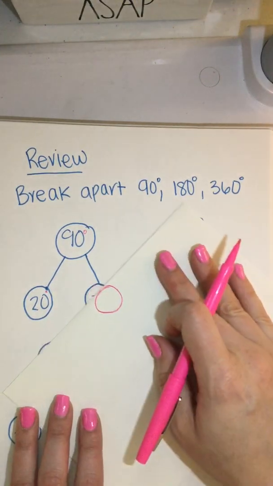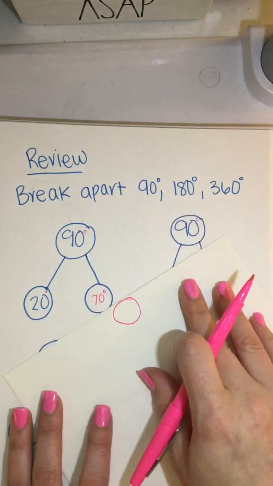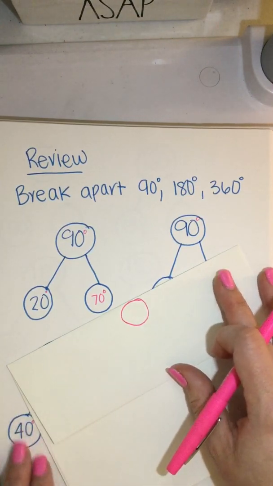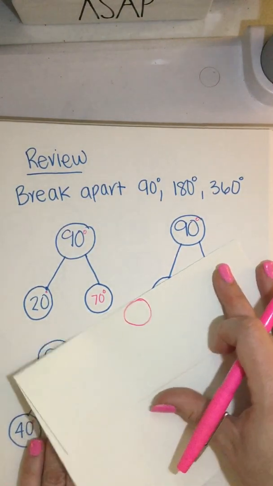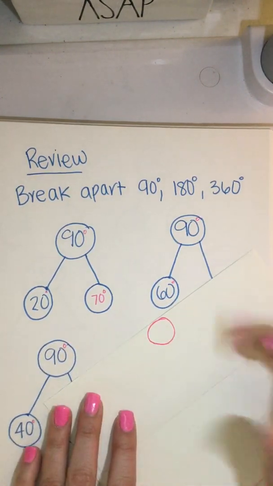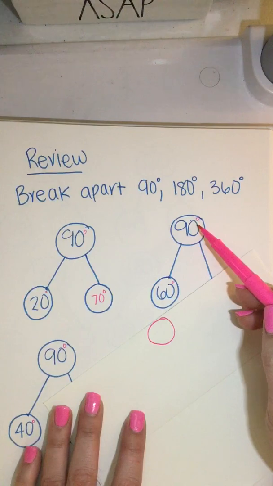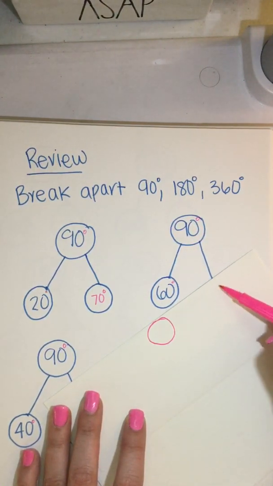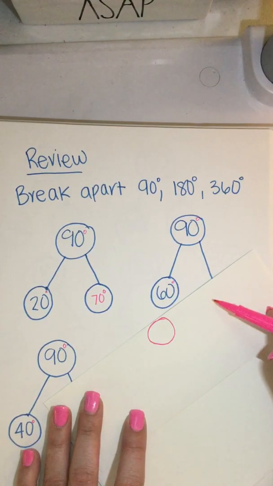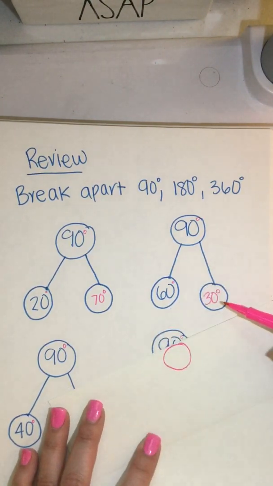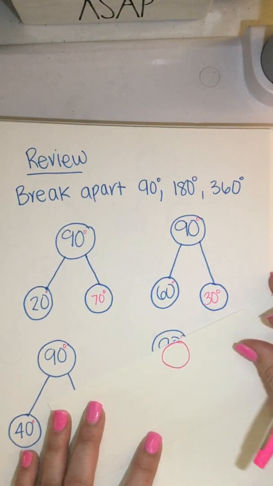Okay. If you said 70, you are correct. Okay, and then our next number bond is if we have 60 degrees, if we have 90 degrees and the given number is 60, what is our other missing number bond over here? Okay, so 60 plus 30 equals 90 degrees.